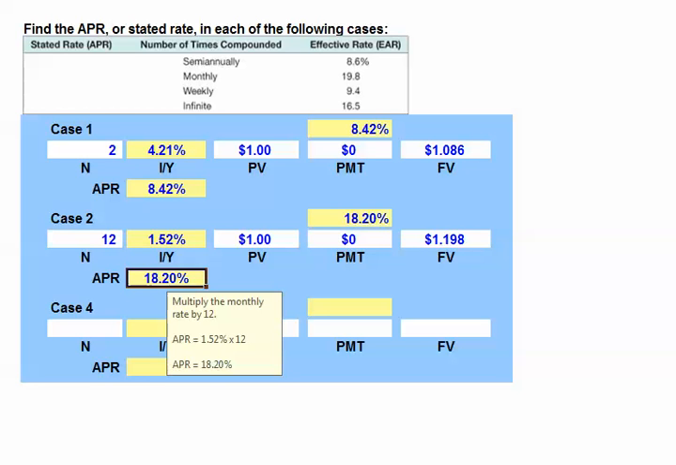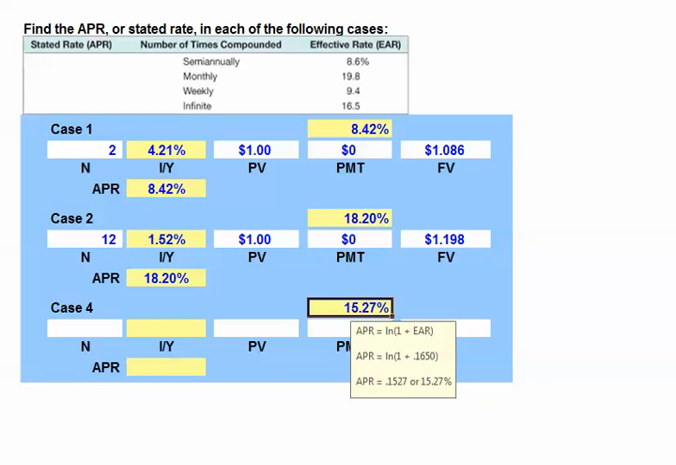In case number 4, we're told we have an effective annual interest rate of 16.5% with an infinite number of compounding periods, or continuous compounding. To solve this mathematically, we need to use our log function. Our APR will simply equal the natural log of 1 plus the 0.1650 EAR, and we get an APR of 15.27%.